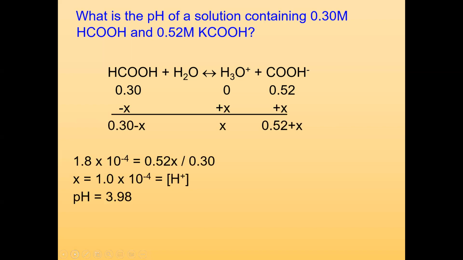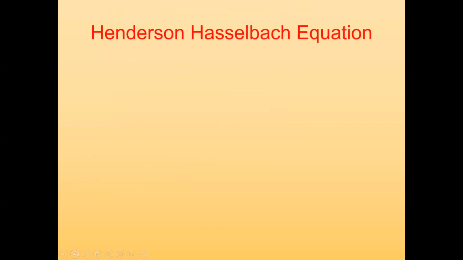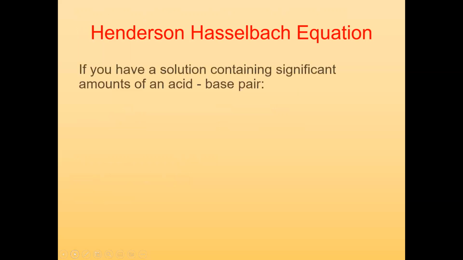There is another way that you can look at these. And this is our Henderson-Hasselbalch equation, or you might see this abbreviated as the HH equation. You can use this whenever you have a solution that has amounts of the acid and its base pair. So if you have the acid and its conjugate base, or a base and its conjugate acid, you can use this. So remember, here's our basic acid equation, where we have our acid and water makes the hydronium and our conjugate base, that anion.